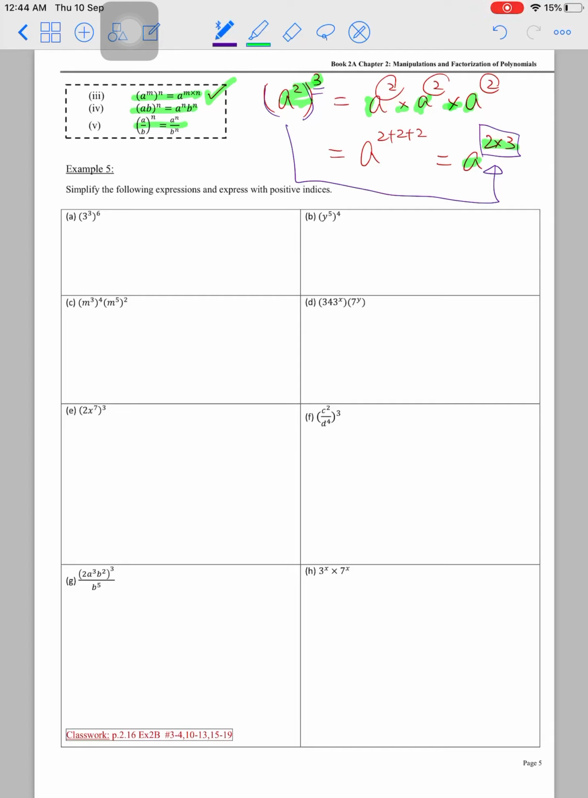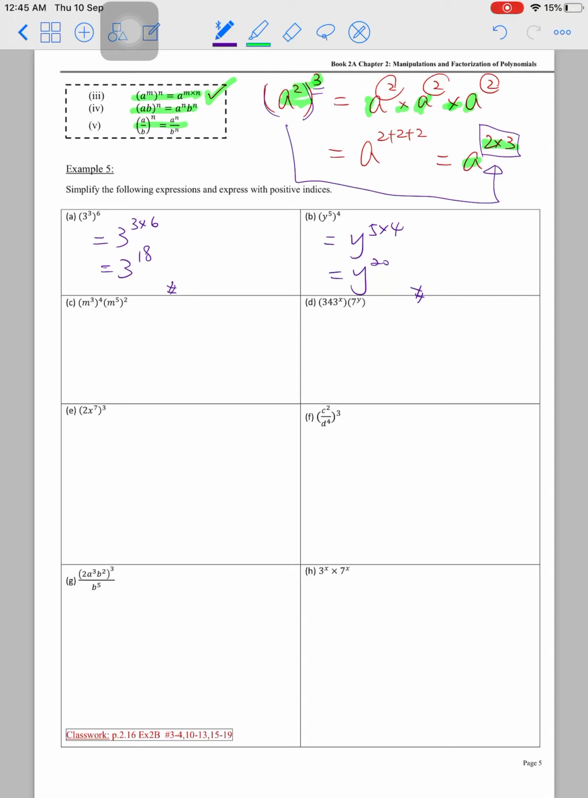Look at A, B, C. For A, you have 3 to the power 3, then the whole thing to the power 6 outside, so multiply the indices together and you get 3 to the power 18. And for B, you multiply 5 times 4, then you get 20, y to the power 20.